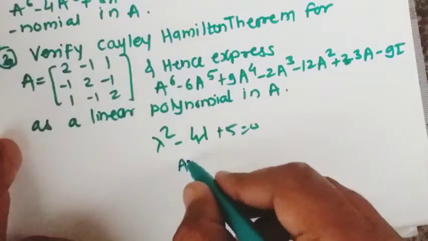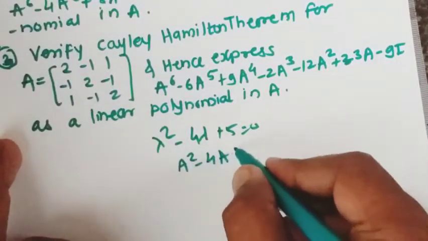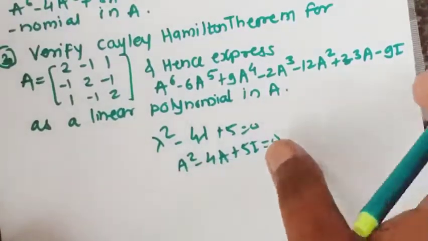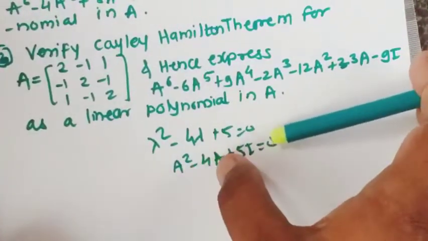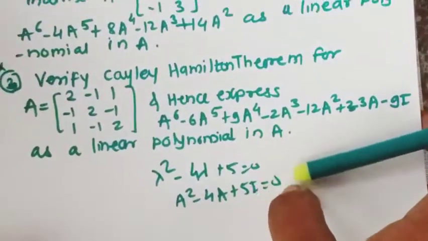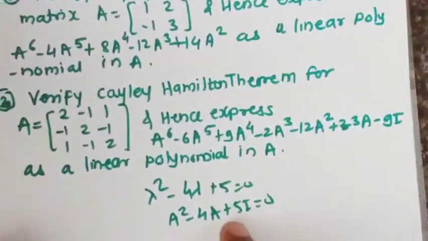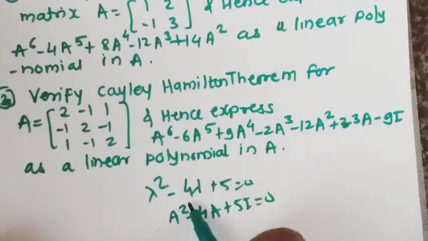So after putting in A, we will get A square minus 4A plus 5I equal to 0. Okay, and for verification, you just have to take the square of A, and 4 times A, and plus 5 times the identity, and show that it equals the null matrix for this particular matrix. After that, the Cayley-Hamilton theorem will get verified. So this equation we are going to use: A square minus 4A plus 5I.